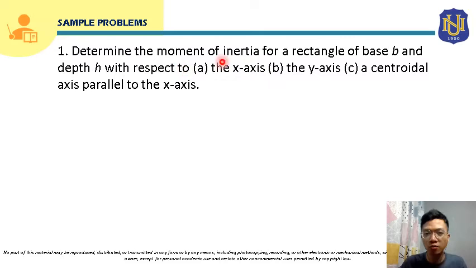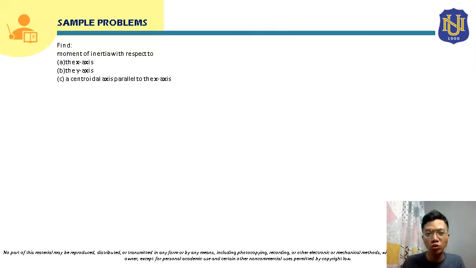So we are going to determine the moment of inertia for a rectangle about the x-axis, about the y-axis, and about a centroidal axis parallel to the x-axis. A centroidal axis parallel to the x-axis is the x-centroidal axis. This is the horizontal axis that passes through the centroid, and that is called the centroidal axis. So let's solve this. Again, for this problem, we are going to find the moment of inertia with respect to the x-axis, y-axis, and the centroidal axis parallel to the x-axis, or simply the x-centroidal axis.